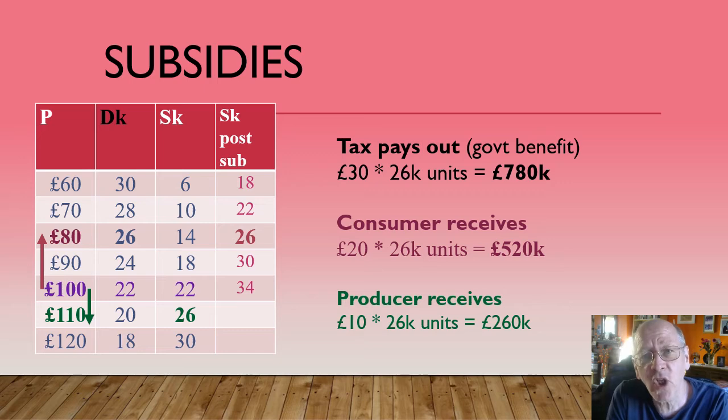As for the consumer, they are receiving £20 on each of the 26,000 units because their price has gone down. So they are receiving in total £520,000. The producer is receiving the other £260,000 because they're getting an extra £10 on each of the 26,000 units that are being sold.